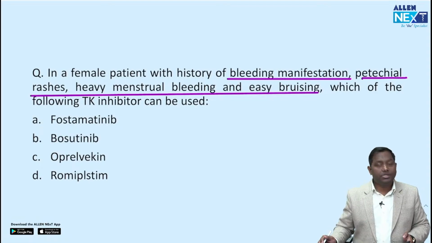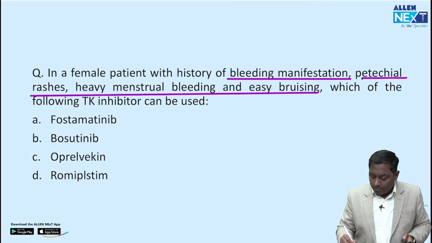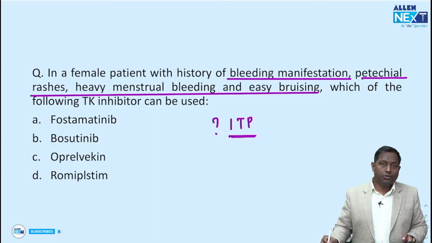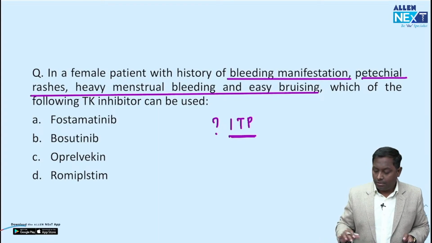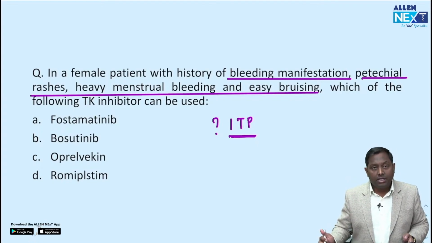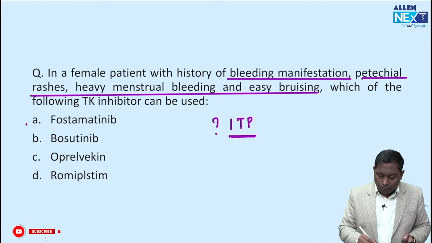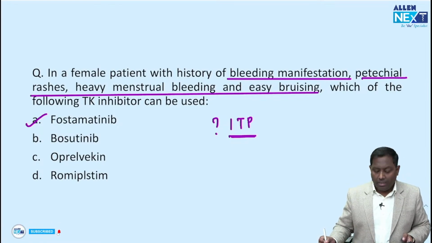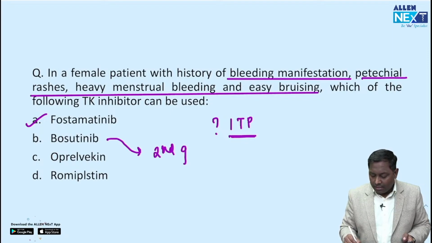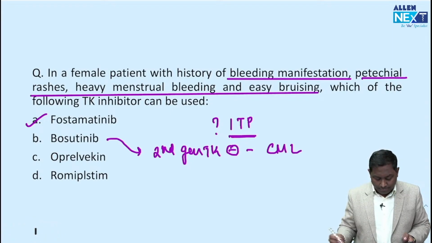Which of the following tyrosine kinase inhibitors? So actually the possible diagnosis here where the examiner is asking is ITP. I'm not pretty sure whether ITP was directly given in the options, but if the question asks which tyrosine kinase inhibitor we will use after this clinical manifestation, we are going to use fostamatinib. Fostamatinib is the one that we are going to use. Bosutinib, guys, is a second generation tyrosine kinase inhibitor that can be utilized in a patient with CML.